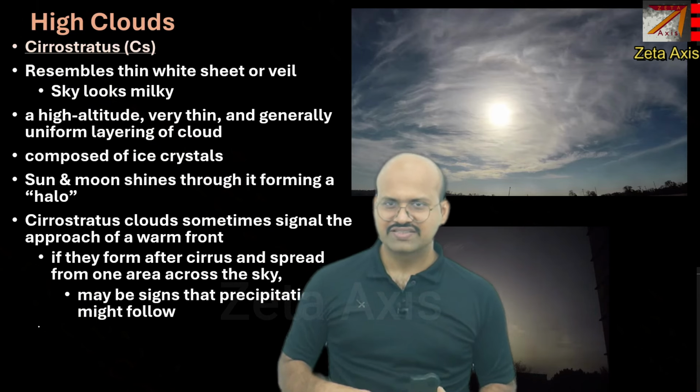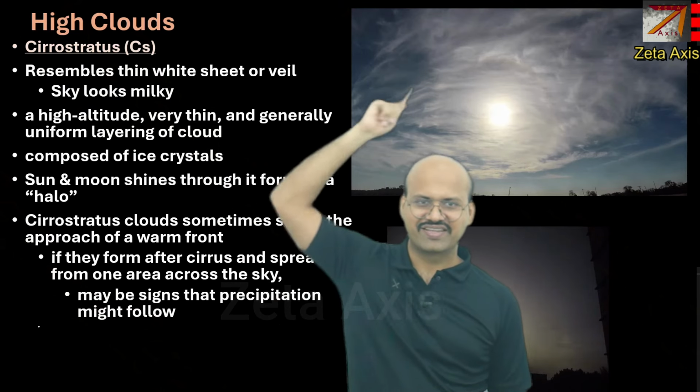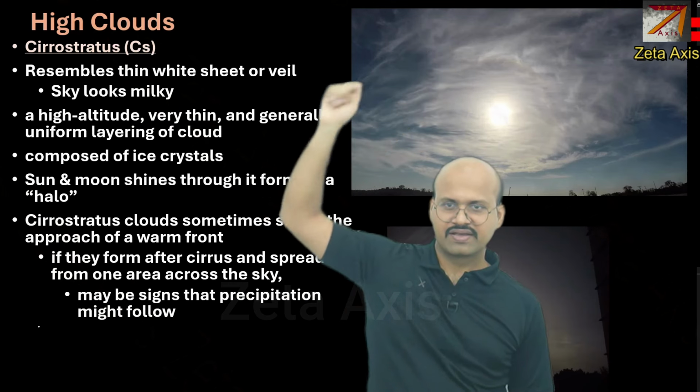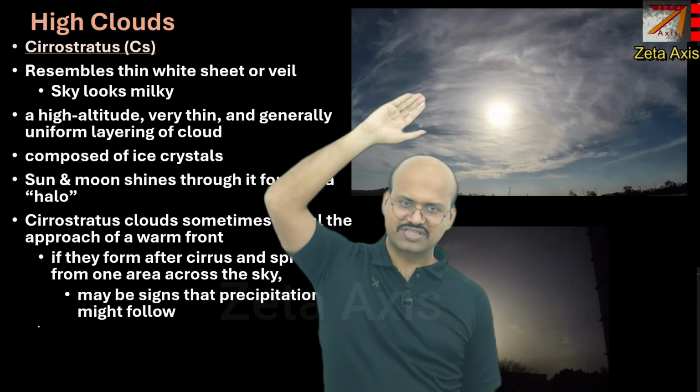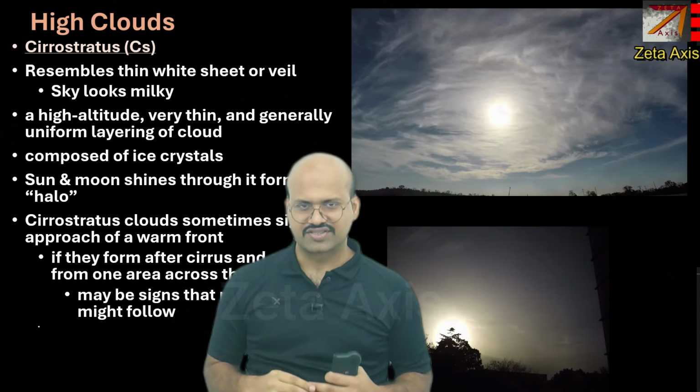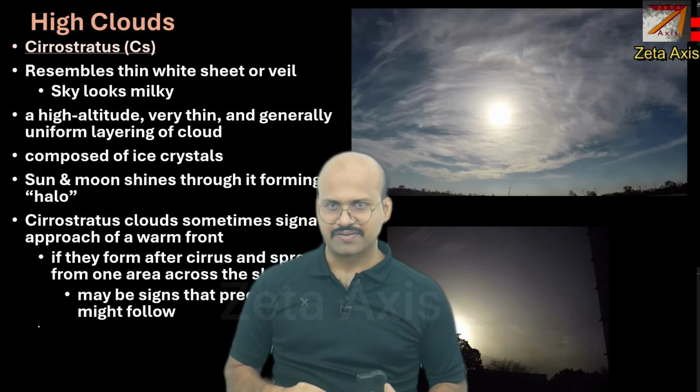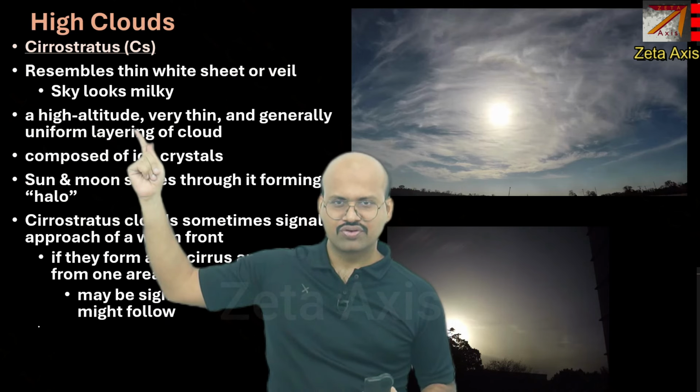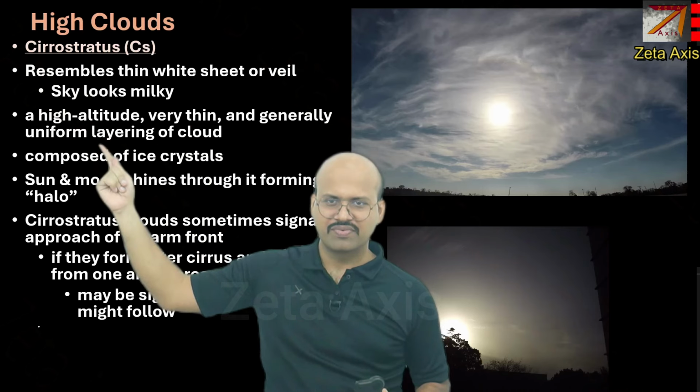So here we can see they resemble thin white seed. They are more evenly distributed. The sky looks milky. When they are present, the sky will have a slightly white texture. It will look slightly milky. A high altitude, very thin and generally uniform layering of the cloud.